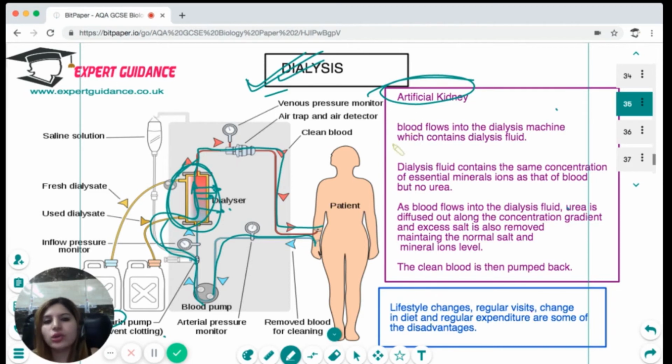Okay, so in the artificial kidney, the blood flows into the dialysis machine, which contains the dialysis fluid. It contains the same concentration of essential mineral ions as that of the blood, but no urea. So as the blood flows into the dialysis fluid, the urea diffuses out along the concentration gradient, and excess salt is also removed, maintaining the normal salt and mineral ion level, and the clean blood is then pumped back. The problem with dialysis is that you need to regularly visit the hospital and make lifestyle changes. The changed diet and regular expenditure are some of the disadvantages.